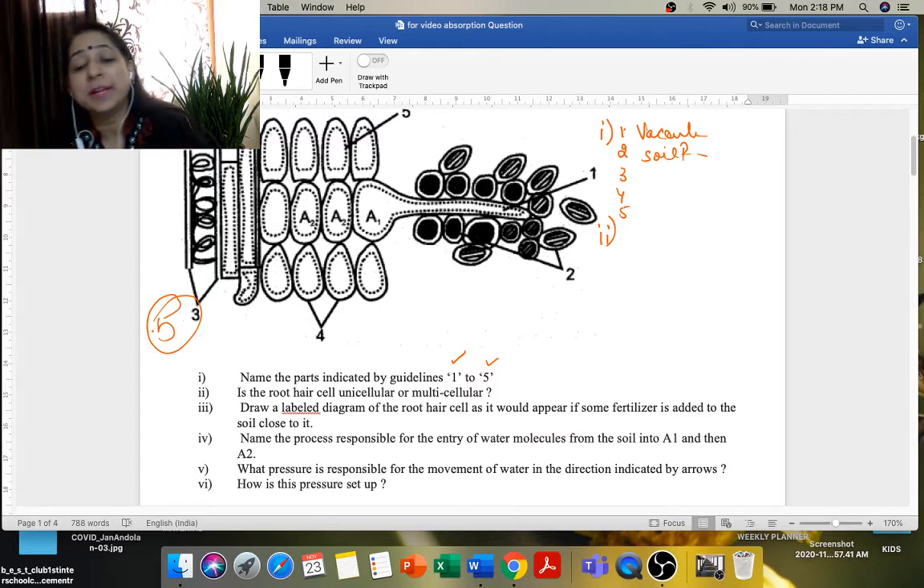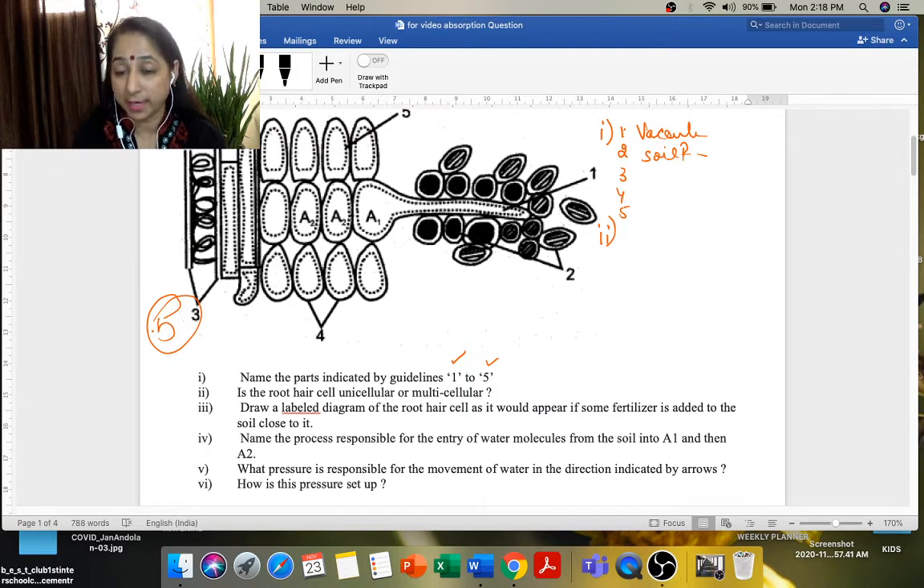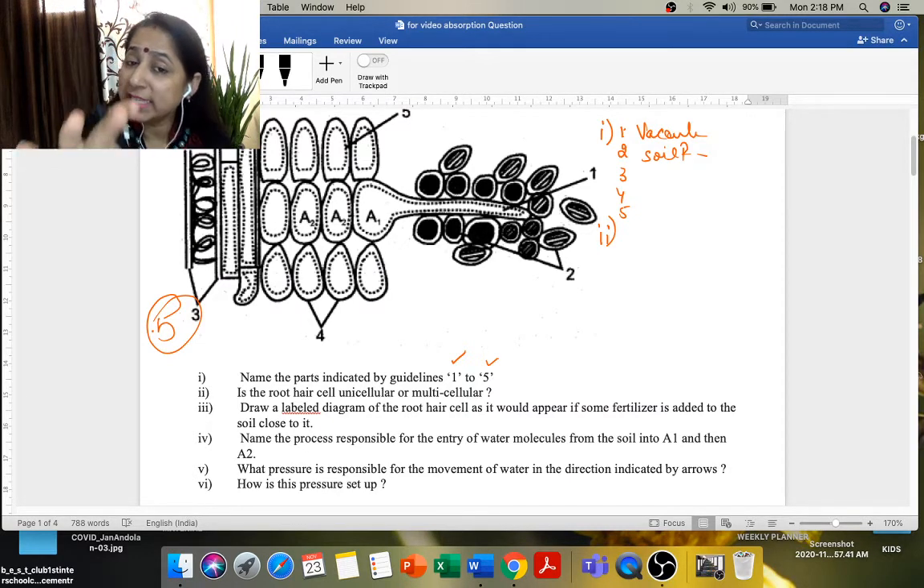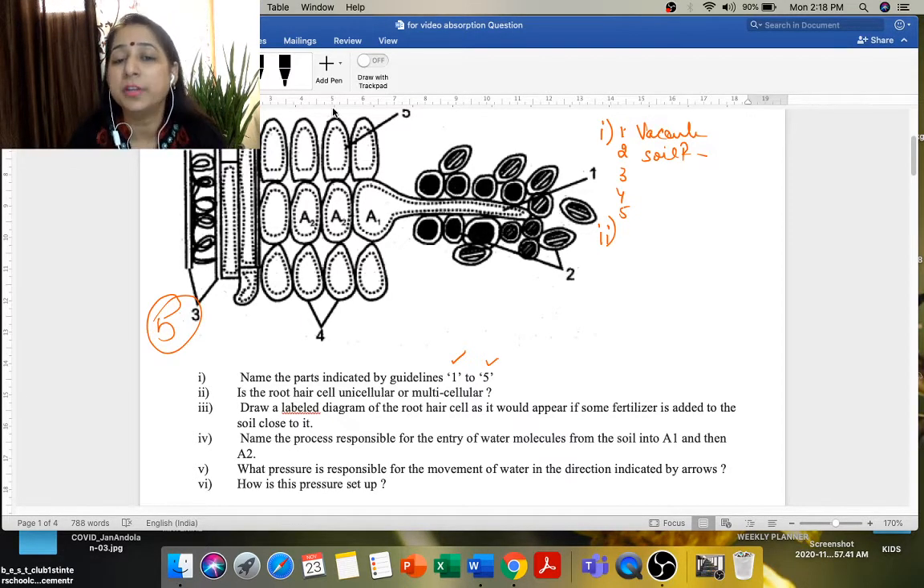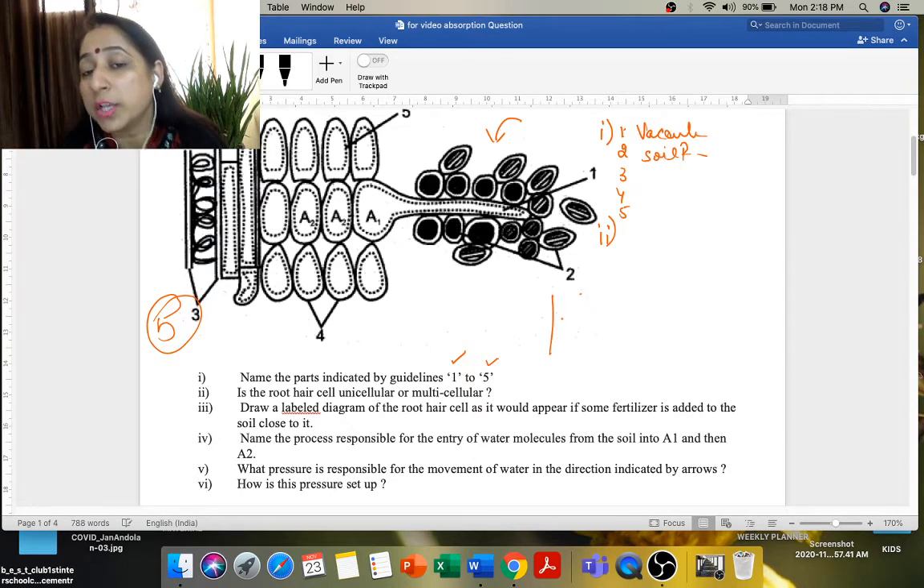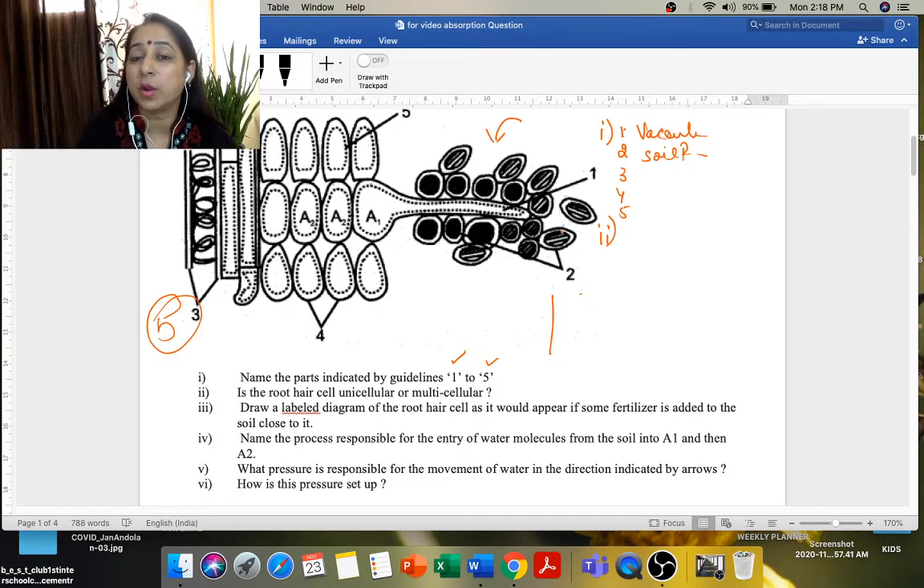Draw the labelled diagram of the root hair cell as it would appear if some fertilizer is added to the soil close to it. That means, in the same diagram, if some fertilizer is added here, what will happen? Now, if excessive fertilizer is added, the process of exosmosis starts. Why? Because the surrounding soil will become hypertonic. So you don't have to explain all of this. You just have to draw the diagram.